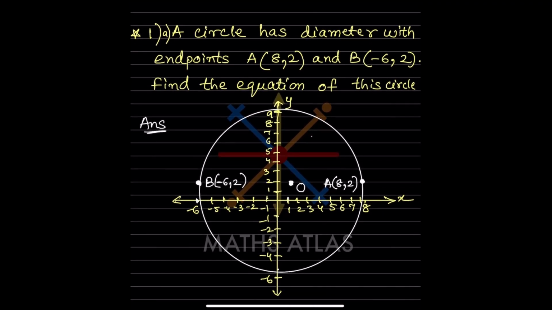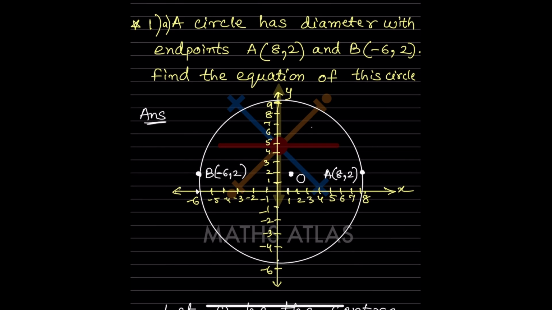let us see the first question over here, that is a circle has diameter with the endpoints given, that is A (8, 2) and B (-6, 2), and you have to find the equation of this circle. So now first thing, let us plot this one. This is the graph. So they are given the points.